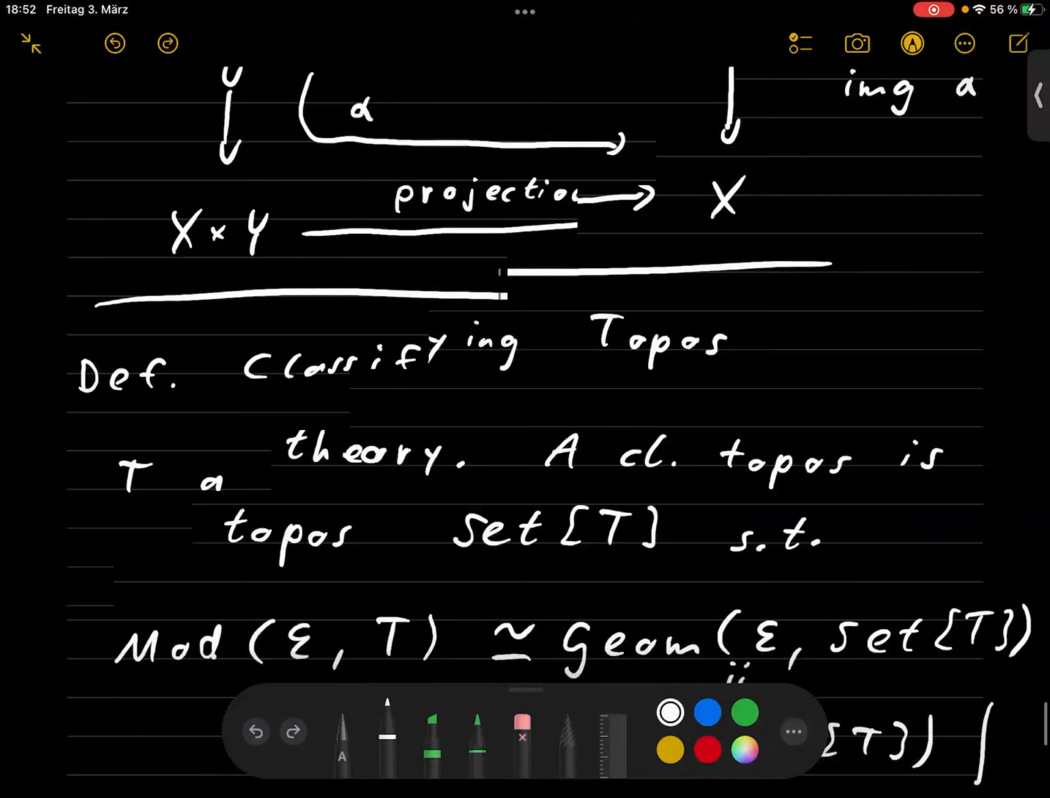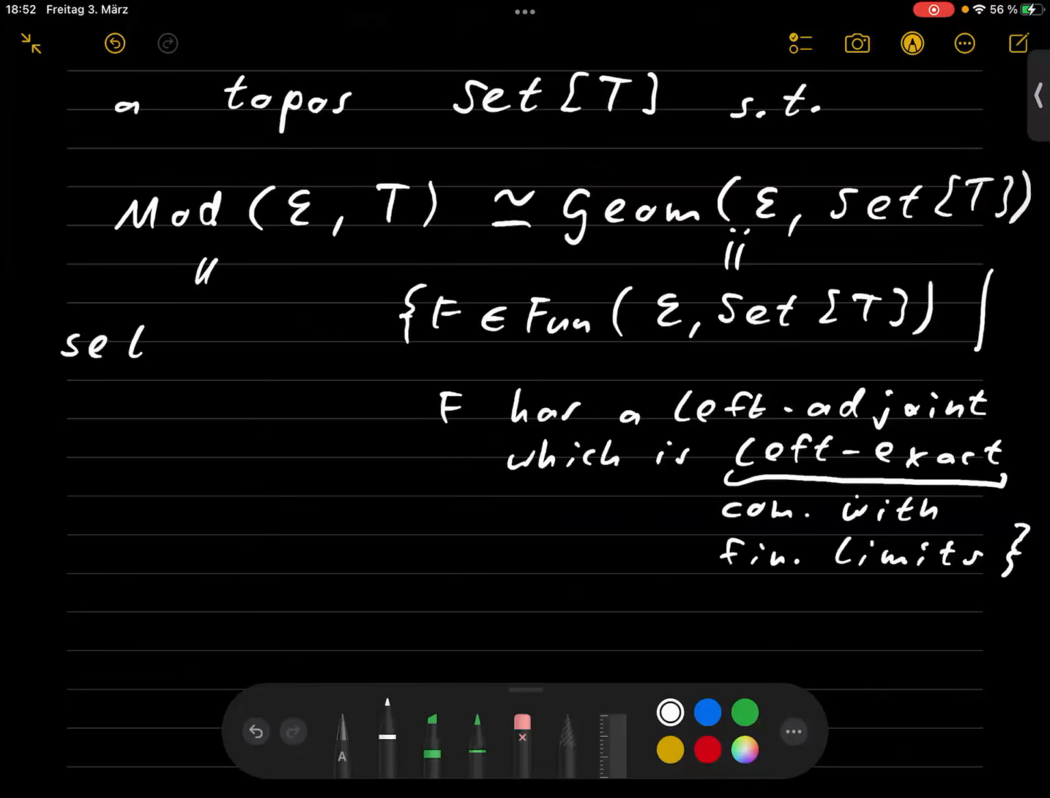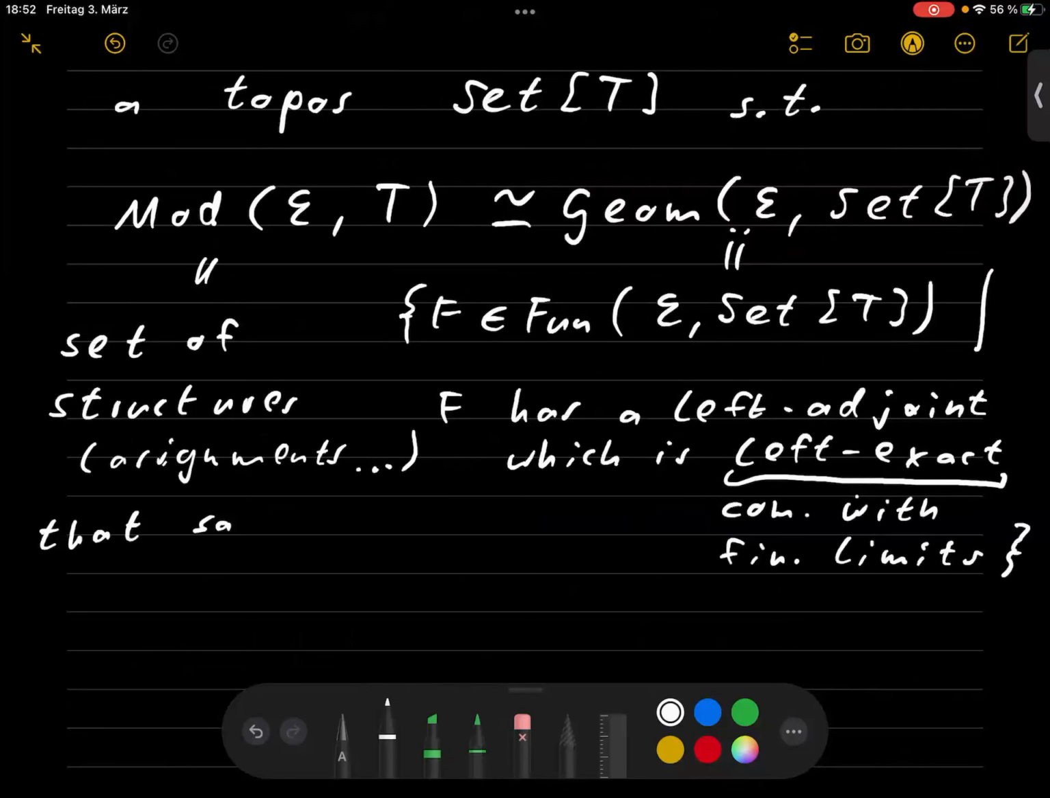So to state this, the category equals the set of structures, so these assignments such that stuff happens, that satisfy the axioms of the theory, or axioms of T.